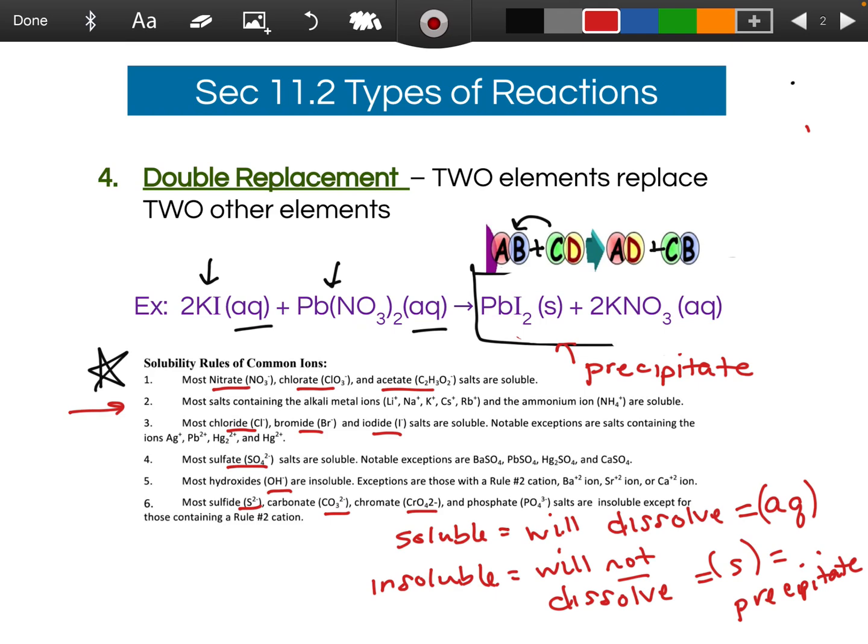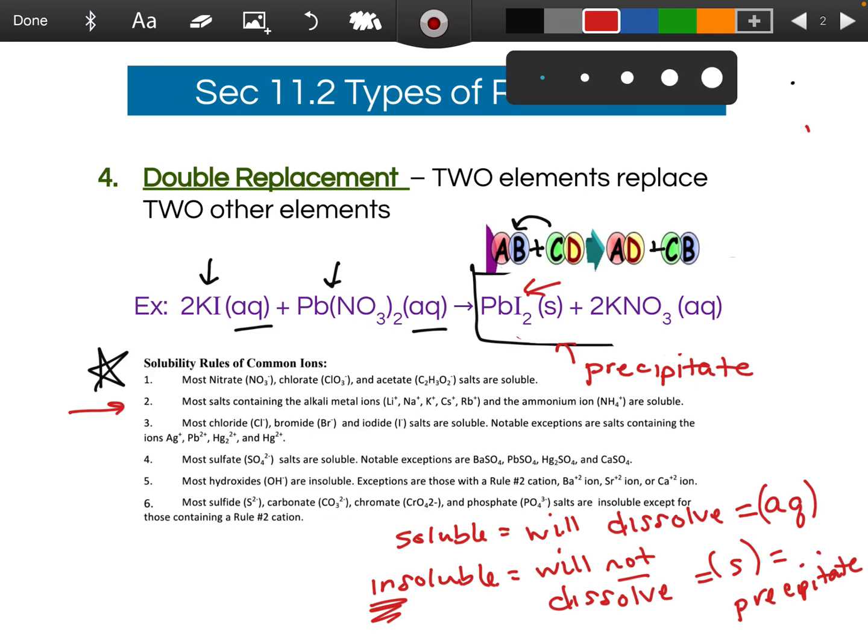So the solid is actually the one that is insoluble. So again, chemistry is opposite world. All right, so if we look at these products, we have lead iodide. So iodide is our negative ion. So I'm going to erase all my little notes here and find iodide.